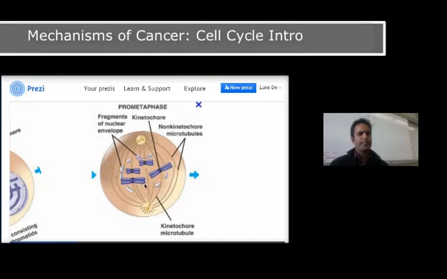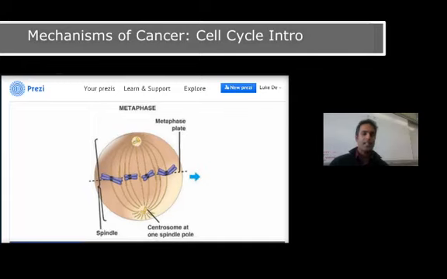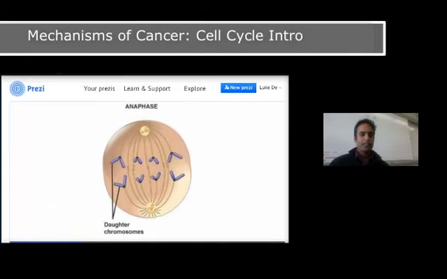This is somewhere between prophase and metaphase. Here you see metaphase very clearly defined. You see the sister chromatids in the middle of the cell. They are lined up. You have microtubules attaching to each of them, and you have microtubule organization centers at the opposite sides of the cell. Anaphase comes and the chromosomes or chromatids are pulled apart.